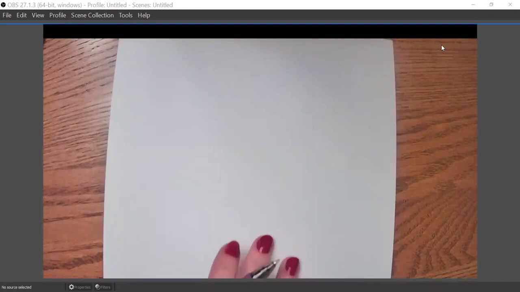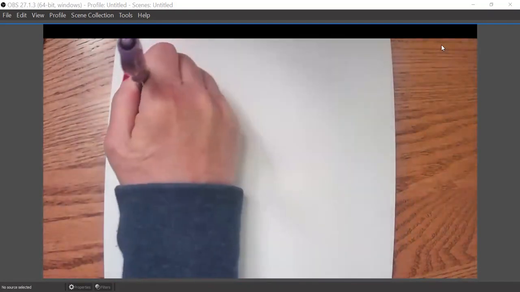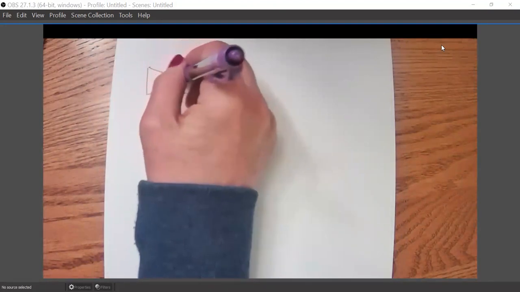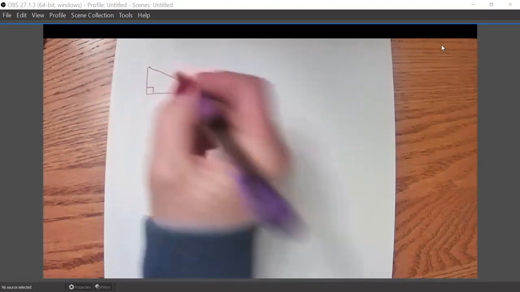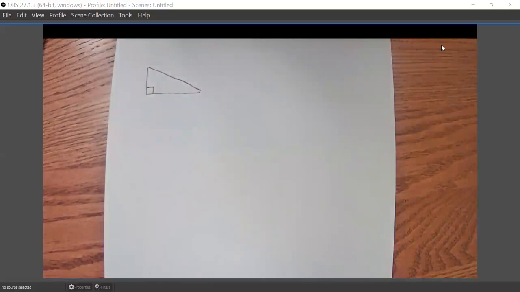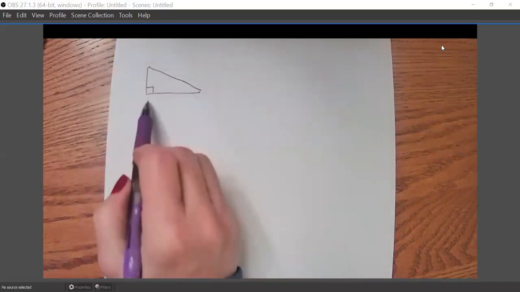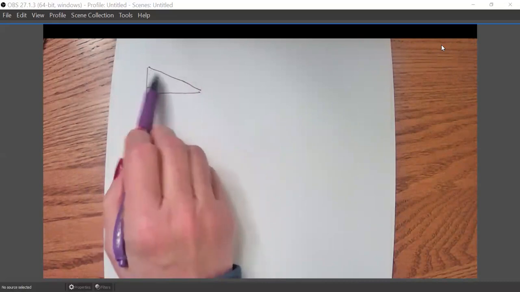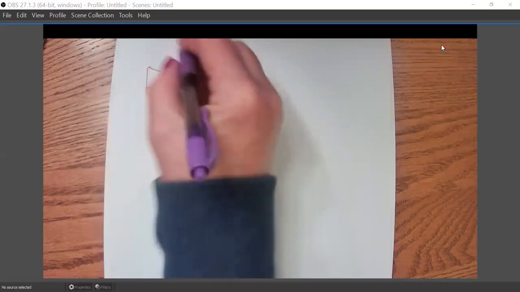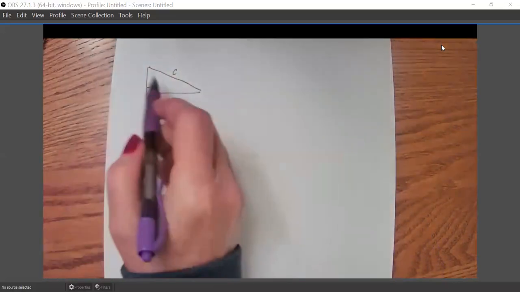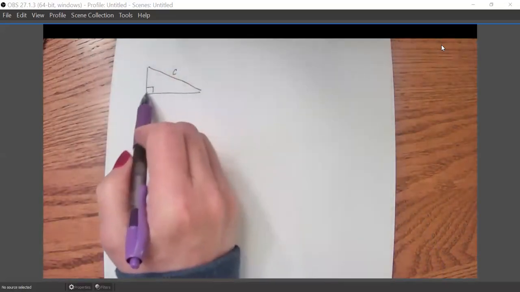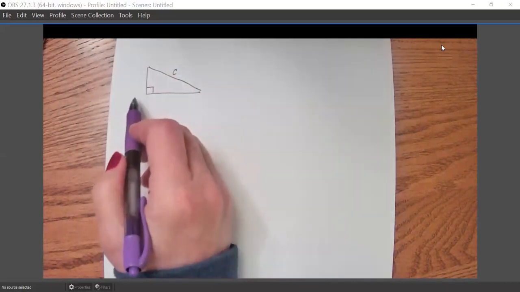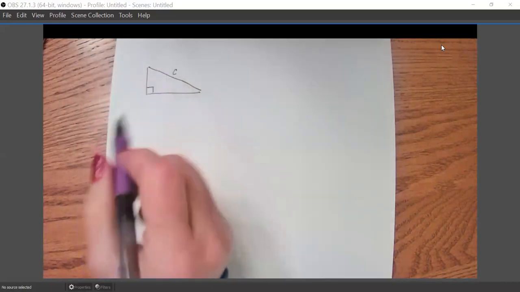So for the Pythagorean theorem, which again is a geometry construct, you have a right triangle. And for the first part here in trigonometry, we're always going to be dealing with right triangles. In a right triangle, the side opposite the right angle is called the hypotenuse. We normally label it with a C. And the two sides that make up the right angle are called legs. So it has 2 legs and a hypotenuse. We call one side A and one side B.